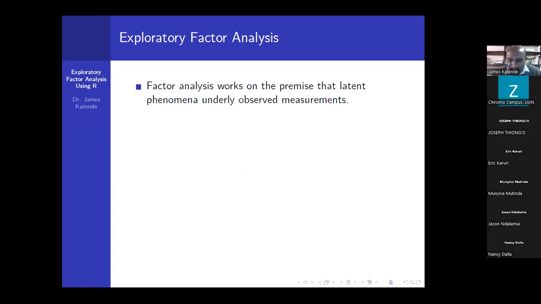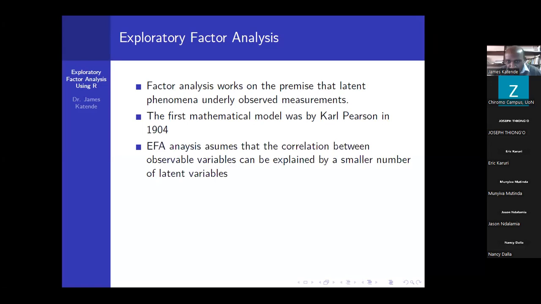Exploratory factor analysis, basically, is a technique that works on the assumption that there are some factors that are not directly observable, but they can be measured indirectly through some observed measurements. That's the basic idea. It's quite an old technique started by Karl Pearson back in 1904.